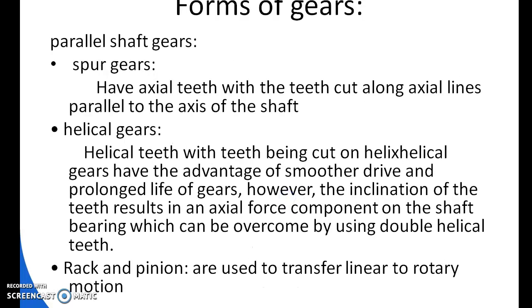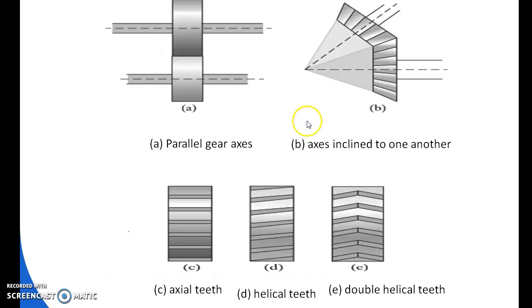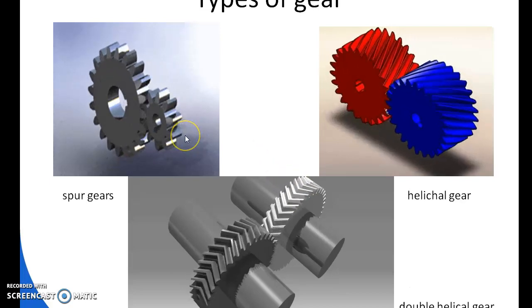Next one, we will see the forms of gear and types of gear. We have discussed that we have different types of gear. Those are spur gear, helical gear, bevel gear, worm gear, rack and pinion. One by one we will discuss all. First we will discuss spur gear, and here we can see the types of gear diagram and teeth of the gear. So first we will discuss the spur gear.